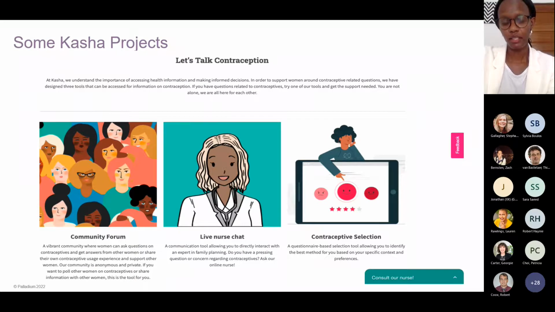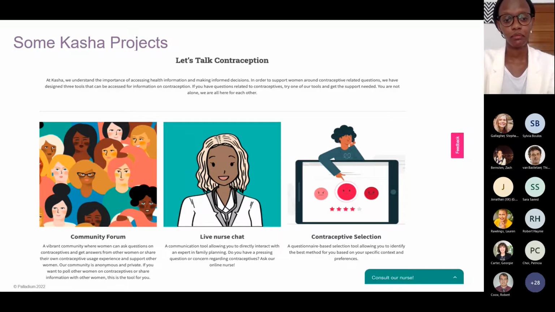So some of the amazing projects that Kasha is currently working on, and this one is a digital tool, and this is to improve access to contraceptives information, but also choices. So it has 3 main parts. It has the contraceptive forum, which allows women to be able to chat and discuss SRHR, including contraception. But also it has the nurse chat where they can easily reach out to a nurse. And they have the contraceptive section too, which helps them to get suggestions based on their preferences. And this was supported by the Bill and Melinda Gates Foundation.